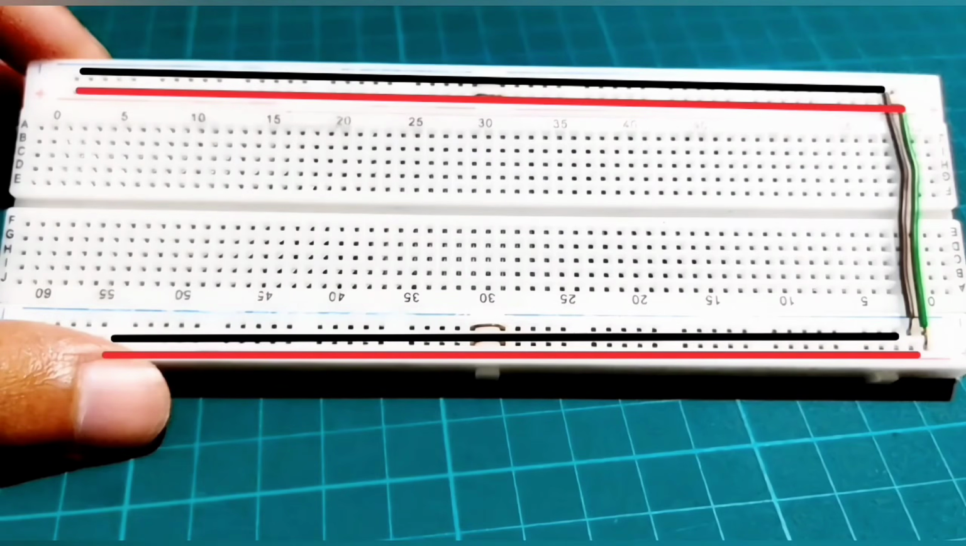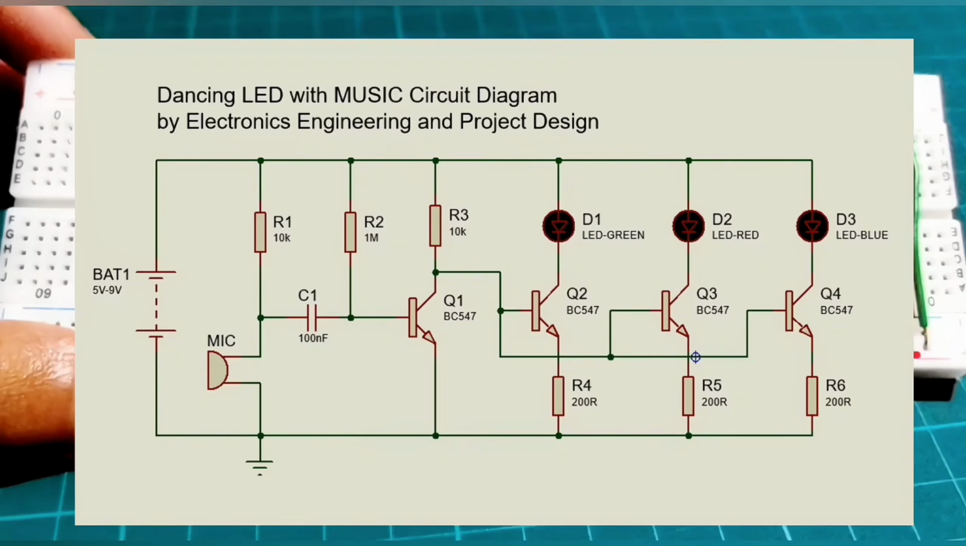Here is the required component for this project. Here I will be using the red line as the positive power supply and the black line as the negative power supply. Here is the circuit diagram of this project.